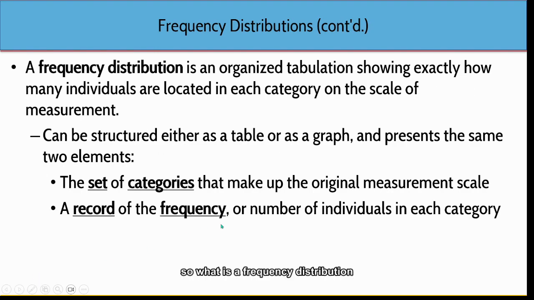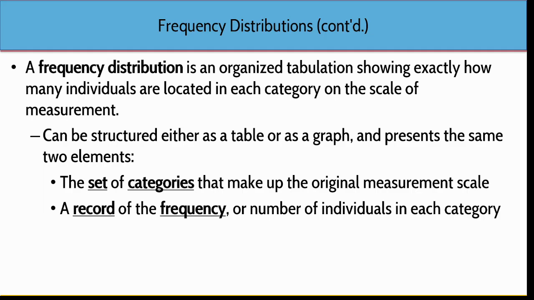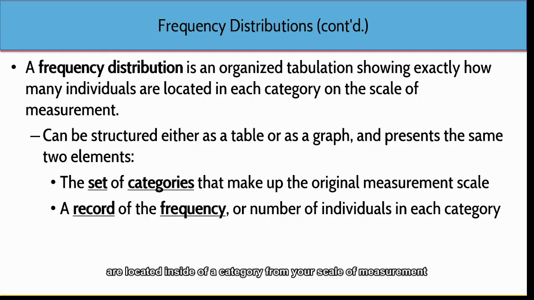So what is a frequency distribution? A frequency distribution is just a tabulation, and it's organized so that you can show someone exactly how many individuals in your sample are located inside of a category from your scale of measurement. It's usually constructed as a table or a graph, or maybe both, but it presents the same two elements either way. It's going to have a set of categories that made up your original measurement scale, and then it's going to have a record of the frequency, or how many times an individual appears in each one of those categories.